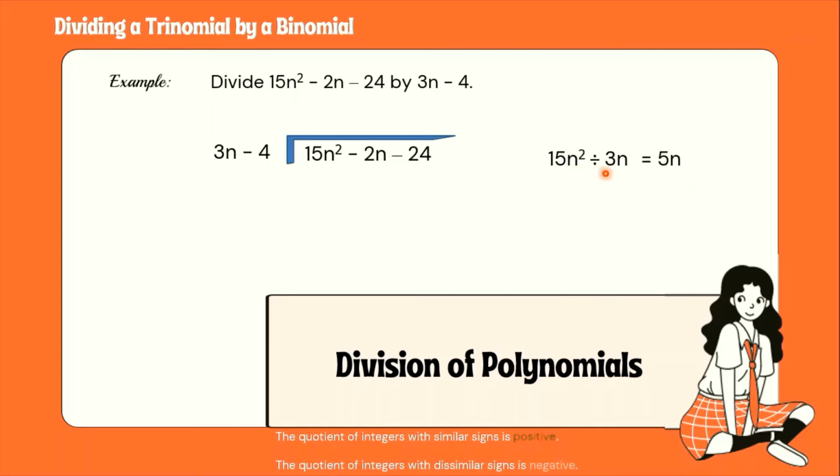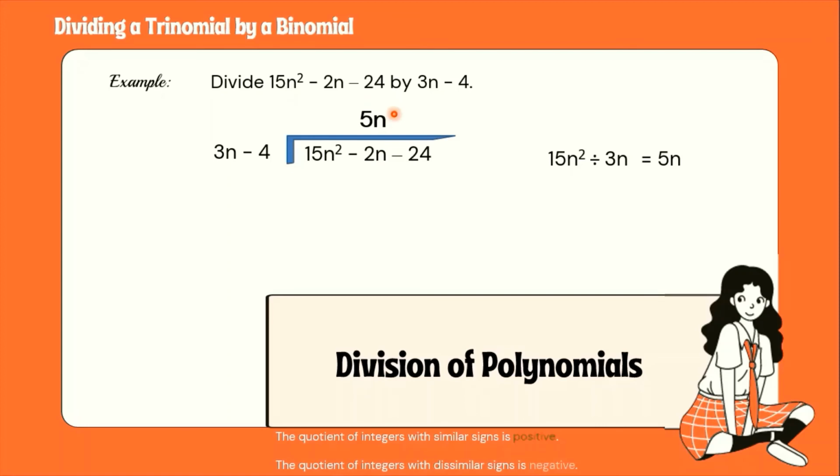15 divided by 3 is equal to 5. And then, n, yung ating variable, 2 minus 1, invisible 1, is equal to positive 1. Kaya ito ay may invisible 1 din. 5n, ito ang ating unang quotient. Ilalagay natin ito dito sa tapat ng negative 2n dahil pareho sila ng literal coefficient.